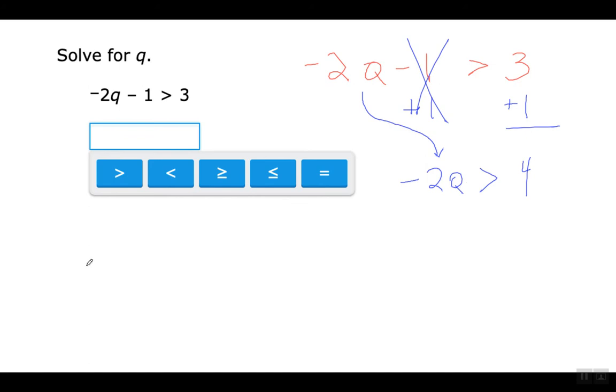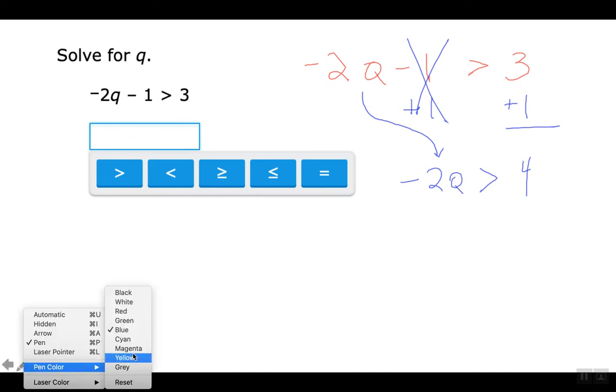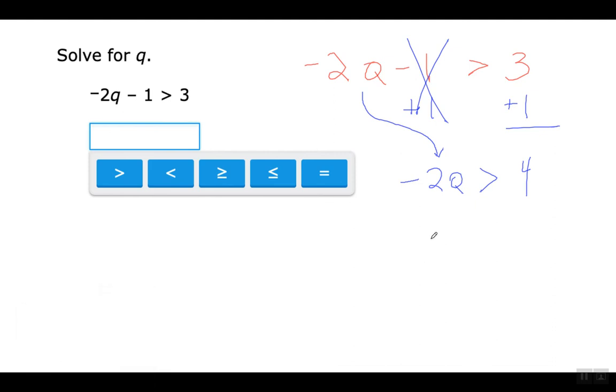Now hopefully you can see that I'm about to divide by a negative number, which is going to cause the sign to flip. So I'm going to divide. To get rid of this -2, I got to move it to the right and do the opposite of multiplication, which is division. When I divide both sides by a negative number, the sign is going to flip directions. So now I got q is less than -2.